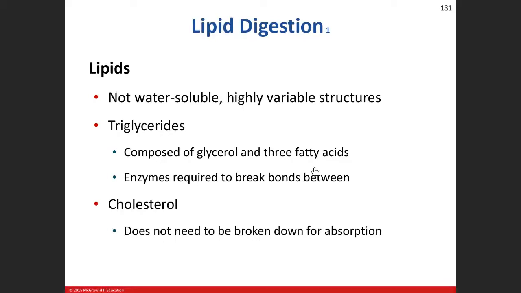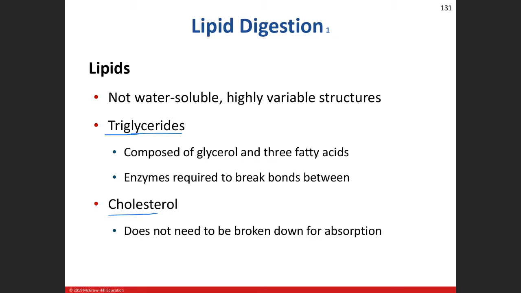Keep in mind, when we're talking about lipids, they are not water soluble. They're water insoluble, just like oil. You pour it into water, they don't mix. So they're not water soluble, they're lipid soluble, obviously. So if you remember the classification of lipids, we have triglycerides, phospholipids, steroids, and eicosanoids. So we're going to talk about triglycerides and cholesterol.